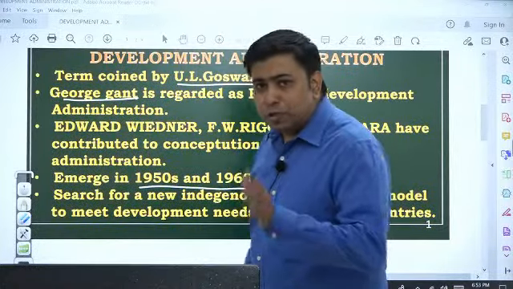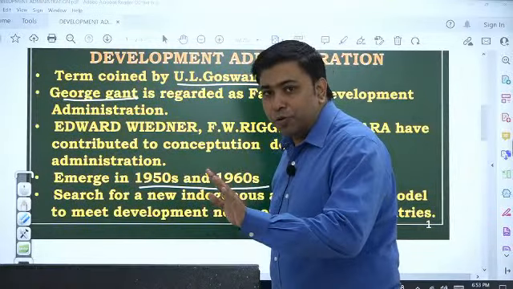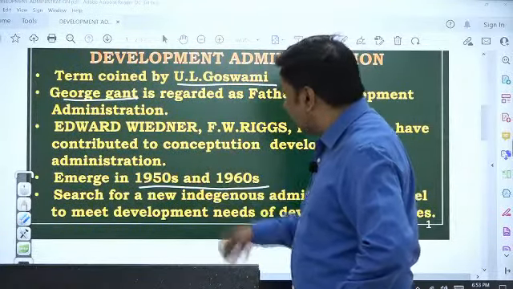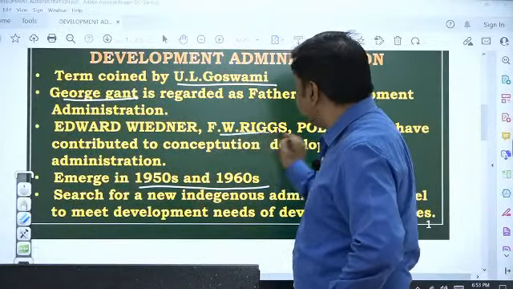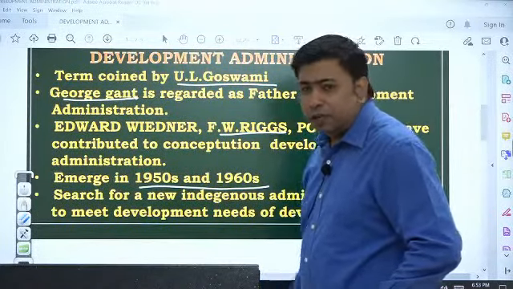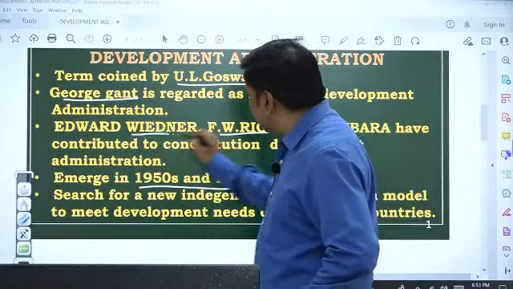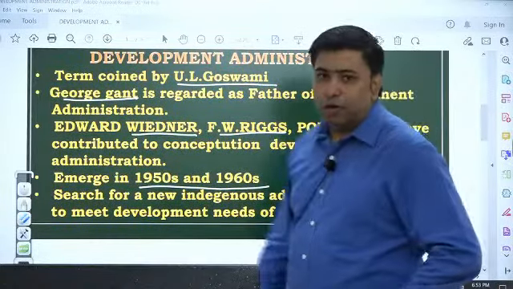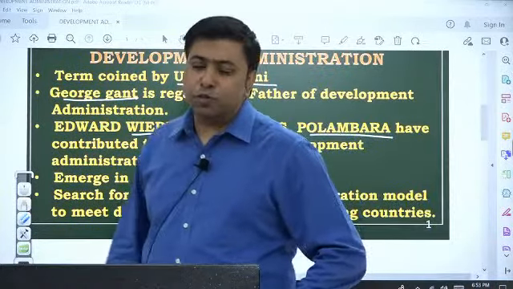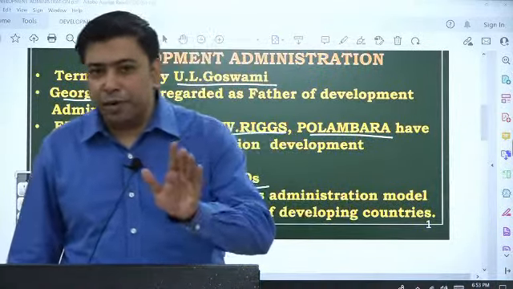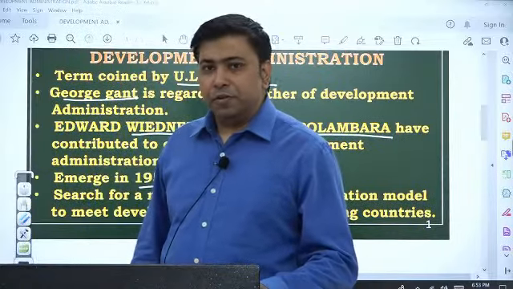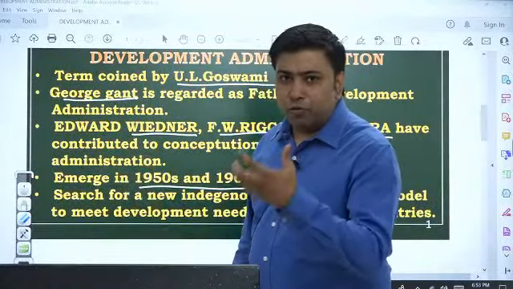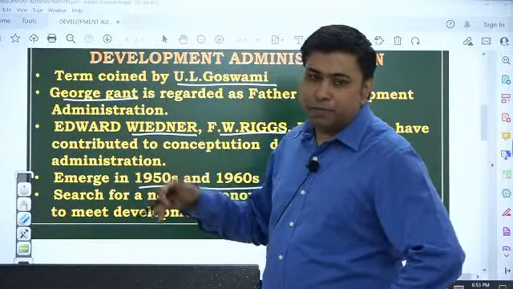But one of the most important scholars who contributed much to the evolution of development administration, be very sure, was Frederick Riggs, F.W. Riggs. There are some more scholars also like Edward Weidner, then we have Colombia, a number of them, who have contributed to substantiate and conceptualize the concept of development administration. So it's a very informative part I want to highlight with regard to development administration.